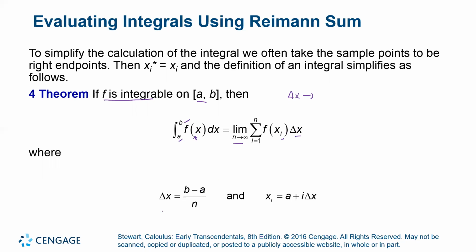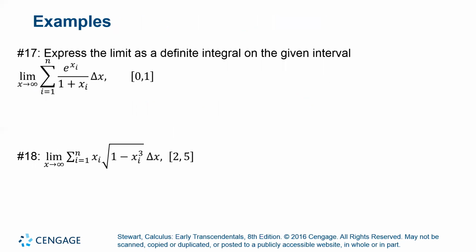Okay, now we have already defined this. And then your xi is equal to a plus i times delta x, so that you can get x1, x2, x3, and then plug it into the function. Okay, so here's an example.